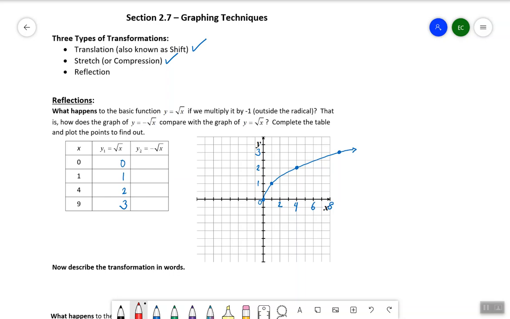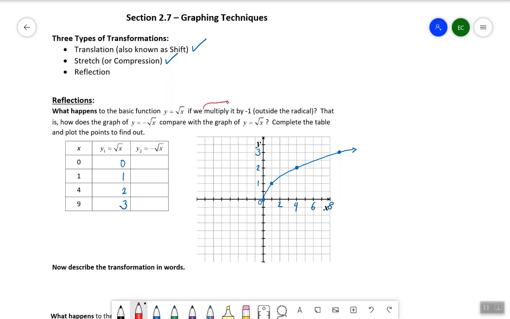Let's keep going in section 2.7. We're talking about transformations. We already covered translations and stretches, and now we want to look at a reflection. What happens to the basic function y equals square root of x if we multiply it by -1 outside the radical?